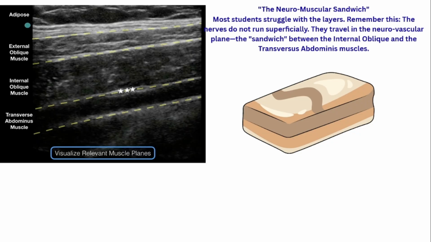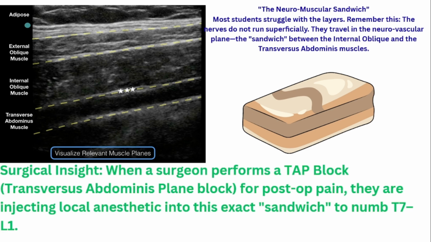Let us discuss the TAP block. All of us know the TAP block and how it works. It's a surgical insight. When a surgeon performs a TAP block, a transversus abdominis plane block for post-operative pain, they are injecting local anesthesia into the sandwich. Where is the sandwich? It contains the nerves thoracic 7 until lumbar 1.